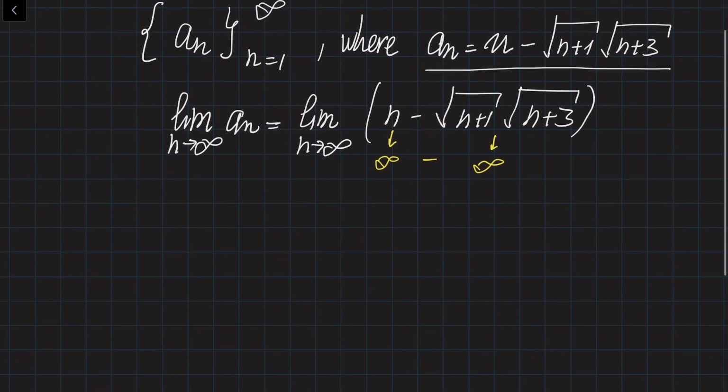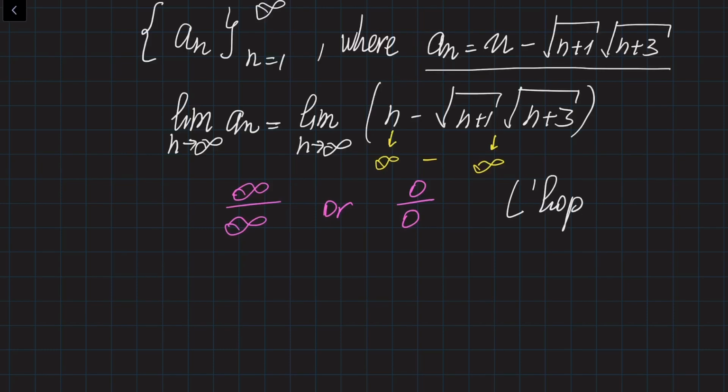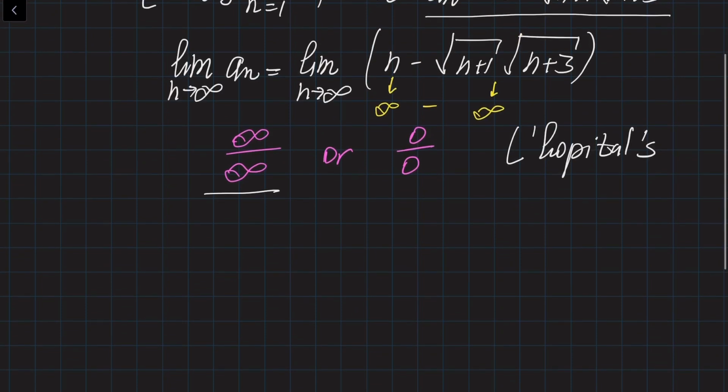If you remember, we know how to find the limits of the form infinity over infinity or 0 over 0. We can find them using so-called L'Hopital's rule. But the problem is our limit is infinity minus infinity, not infinity over infinity. And if it is not in this form, we have to force it to be in this form. One of the ways to force this would be to multiply by some values. So let me first of all open this square root.